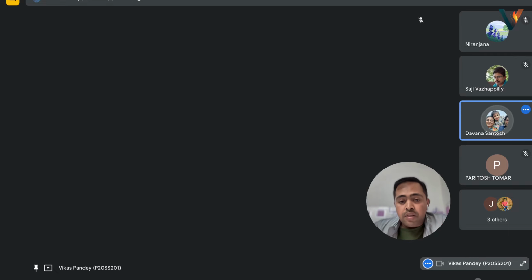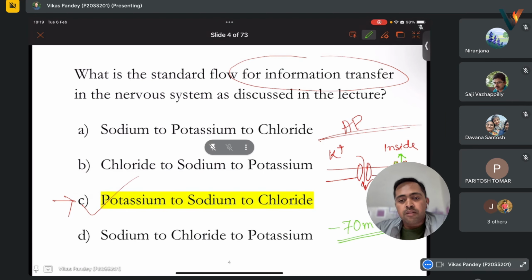And finally, chloride ions move into or out of the neuron. Both sides can happen to neutralize, to make it again to minus 70 millivolt. That is the resting potential. This sequence is essential for generating the action potential and transmitting signal across neurons. So that is why this potassium to sodium to chloride is the representation. Clear?